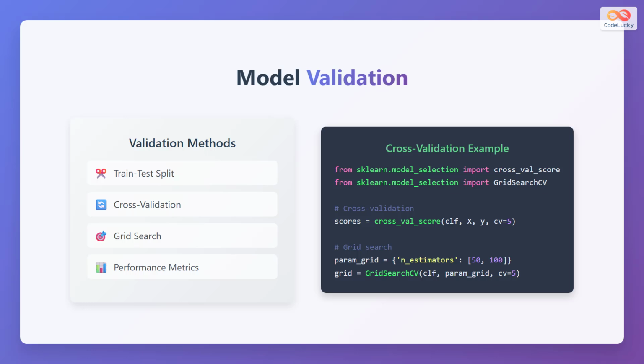Model validation ensures your machine learning model performs well on unseen data. Train test split divides your dataset into separate portions for training and evaluation. Cross-validation provides more robust performance estimates by training and testing the model multiple times on different data subsets. Grid search systematically tests different hyperparameter combinations to find the optimal model configuration. Performance metrics like accuracy, precision, recall, and F1 score quantify how well your model performs. The example shows using 5-fold cross-validation to get multiple performance scores and grid search to find the best number of estimators parameter for a classifier.